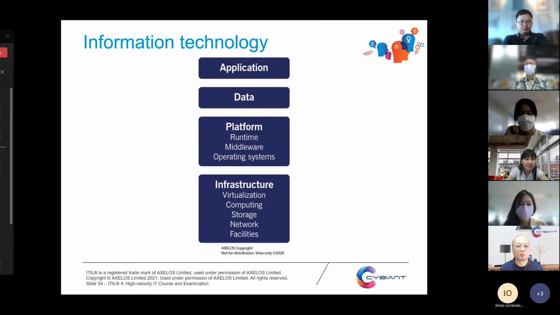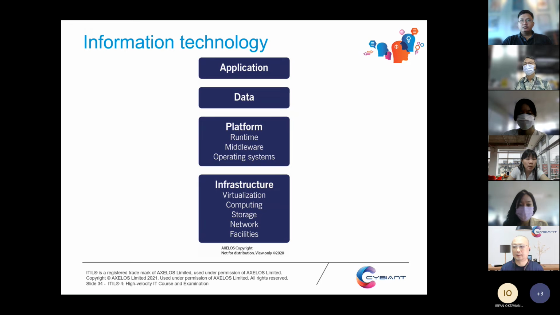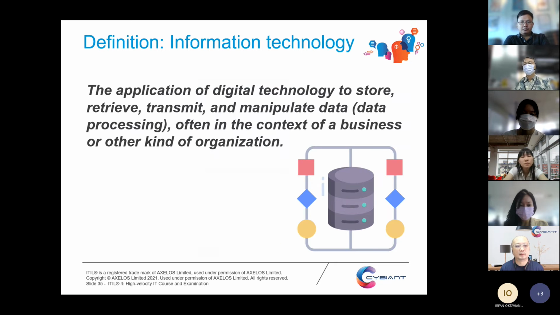Right. Okay, so we talk about information technology, how it layers up from the bottom, which is the infrastructure side of things, and all the way to the application itself. So this is just a diagrammatic explanation of what is information technology. Next, we have the definition itself. Okay, what is IT? Like I said, I'm going to leave you guys to read that because it's very simple.